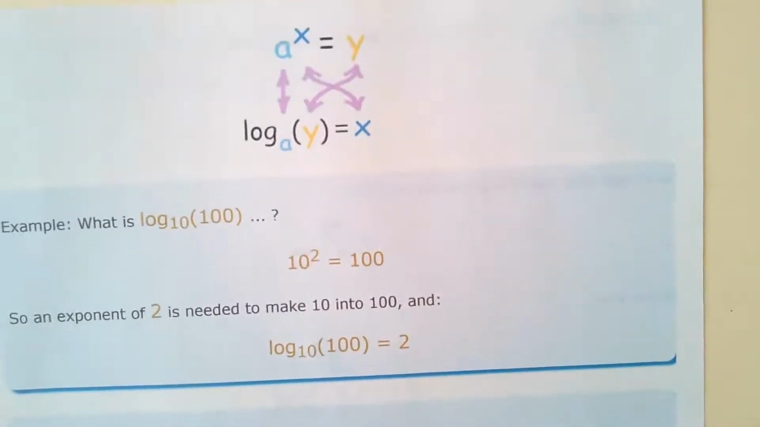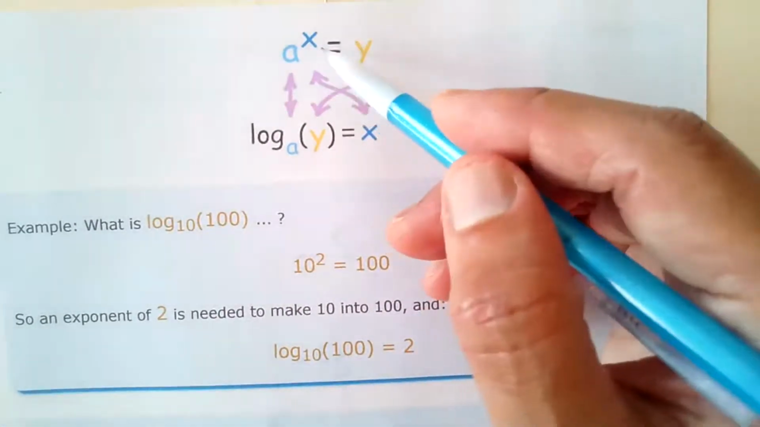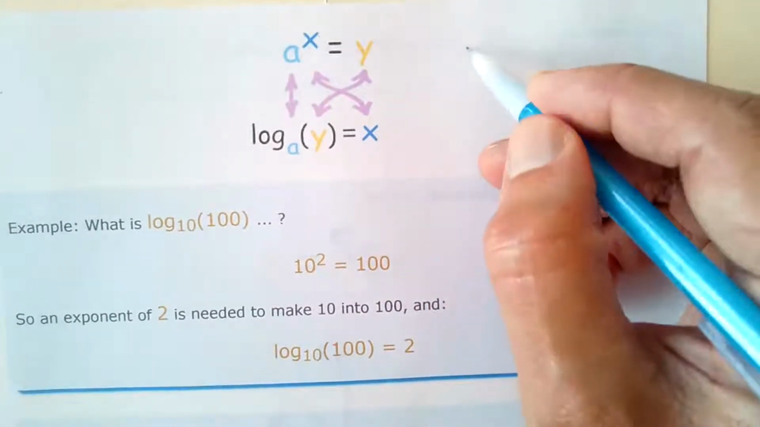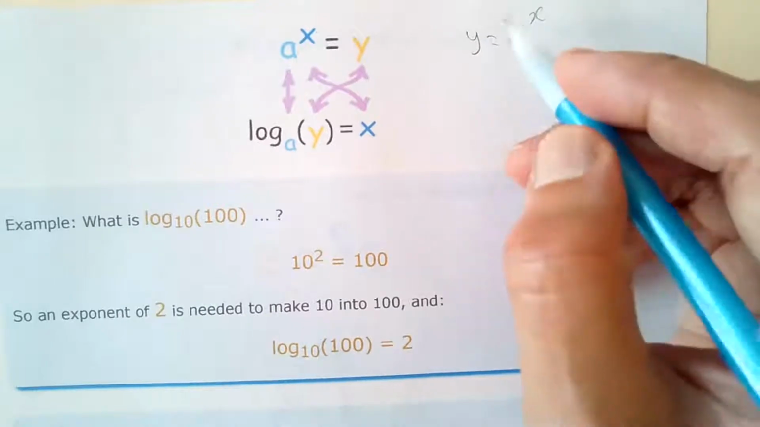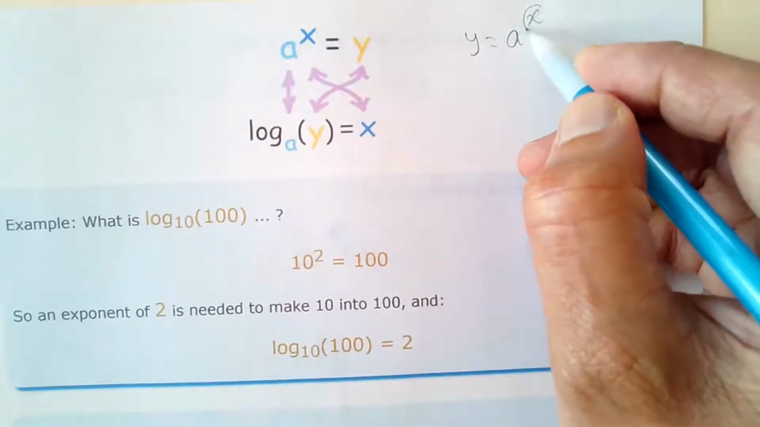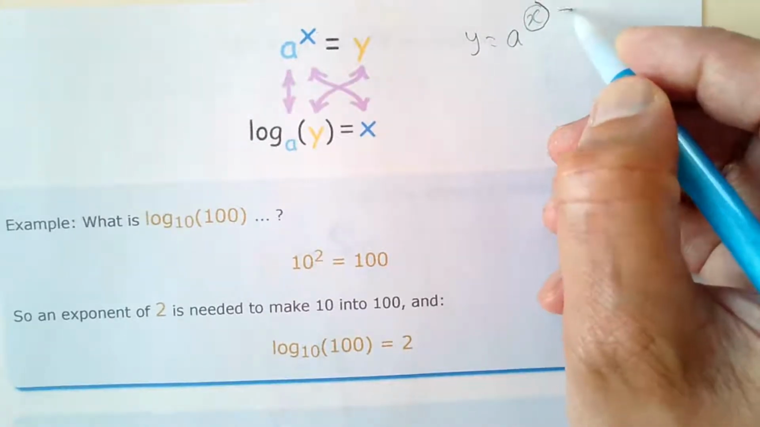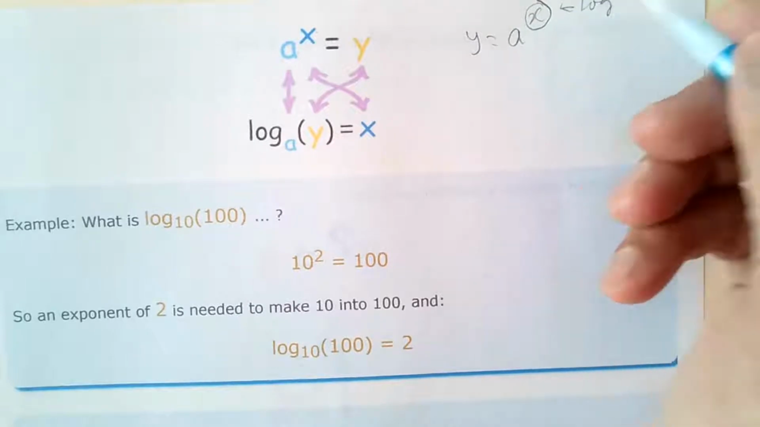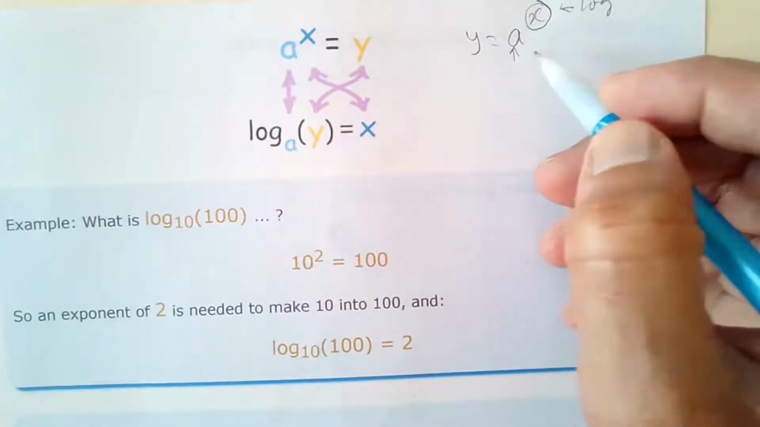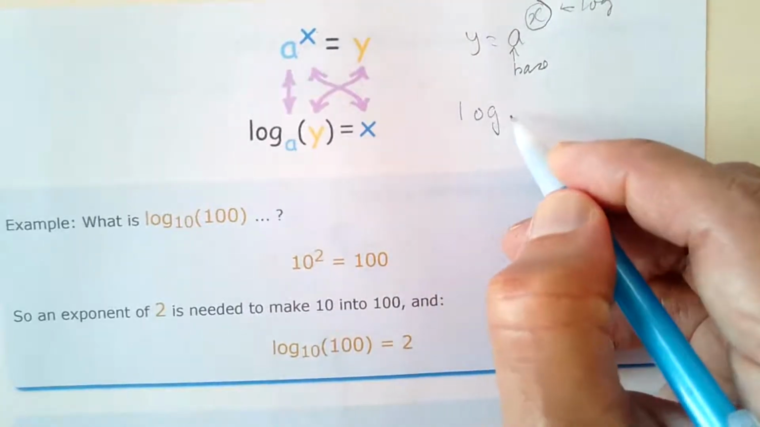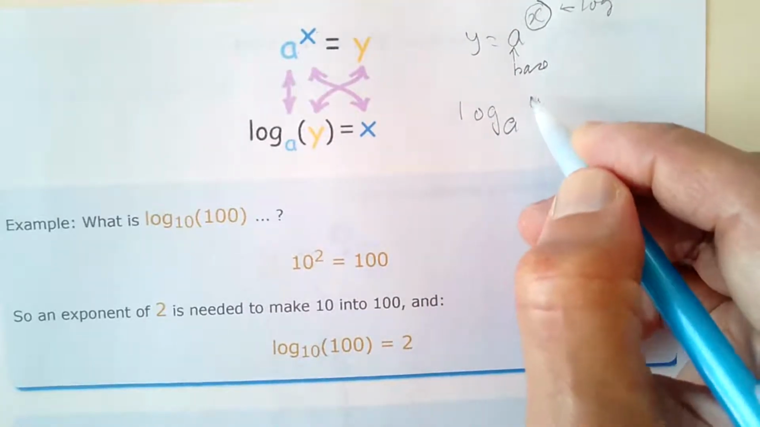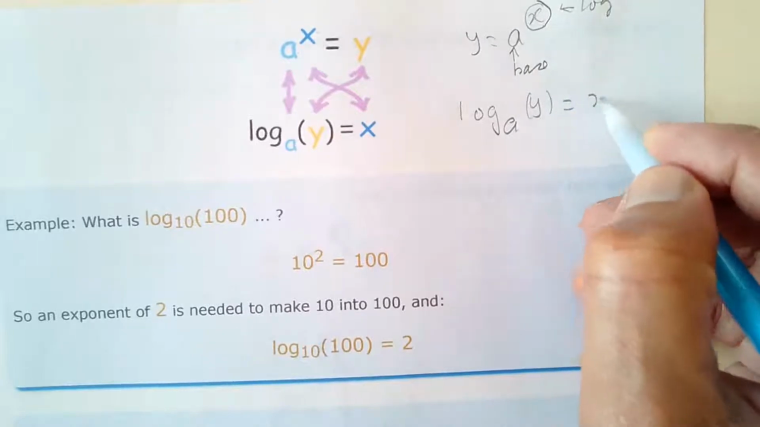And we can put it all in a nutshell. You have a to the x equals y, or you can write y is equal to a to the x. This is our exponent. Remember, this is equivalent to the log. This is our base. So that's why we can write log base a of y equal to our exponent.